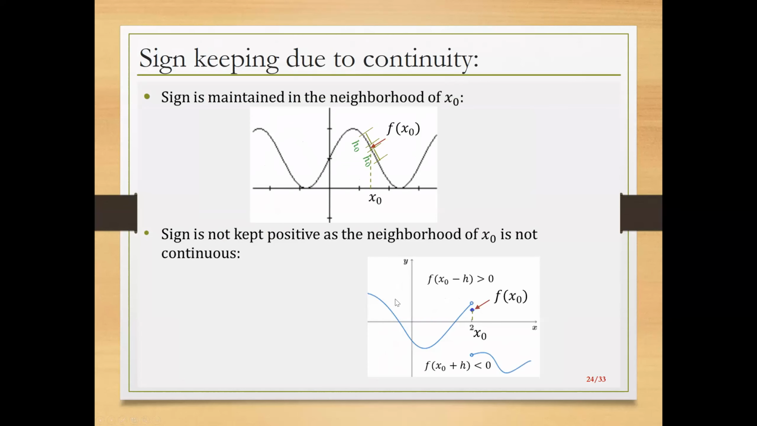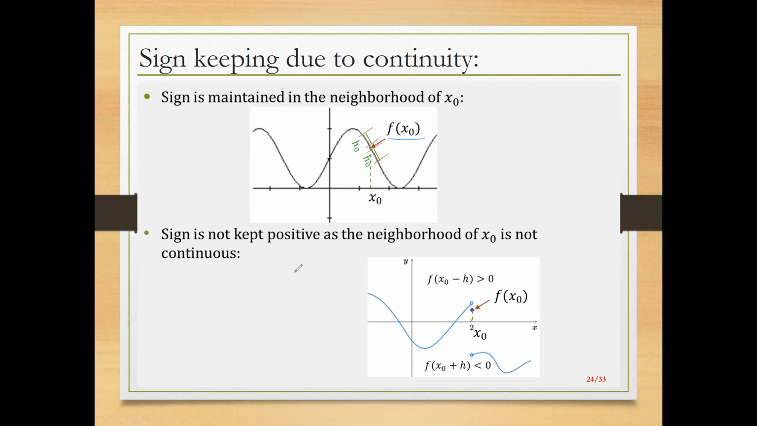Now, sign maintaining due to continuity. For example, say this is my point x naught. Let me use my pen. So say this is the point x naught over here, and at this point I take the functional value. Then take a neighborhood of x naught, with radius h naught on the left and right of x naught. Within this neighborhood, we see that the sign is kept. So the sign of the function will always be positive, right? It's maintained within this neighborhood. Correct? Yes, that's very obvious.